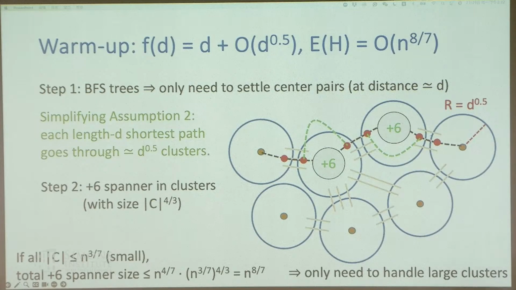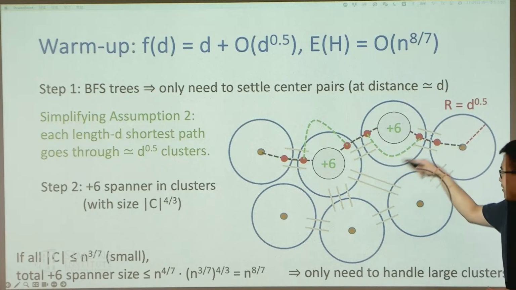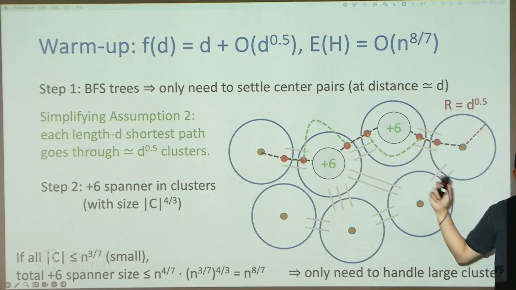Did you tell us how you find these clusters, or just assume? So this is all simplifying assumptions. Assume we are given the clusters. Assume every shortest path passes through this number of clusters.